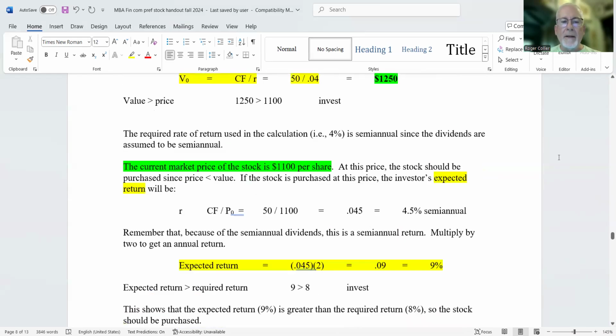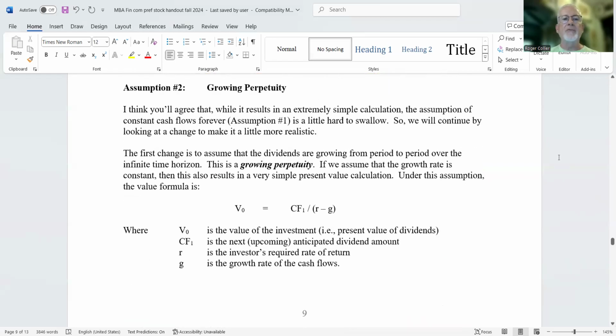Okay, but what about assumption 2? Assumption 2, a growing perpetuity, right? It's a marginally better assumption than 1. At least, as I said before, it recognizes that the dividend can change, but it assumes that it's always changing by the same percentage. That one's even a little hard to take, isn't it?